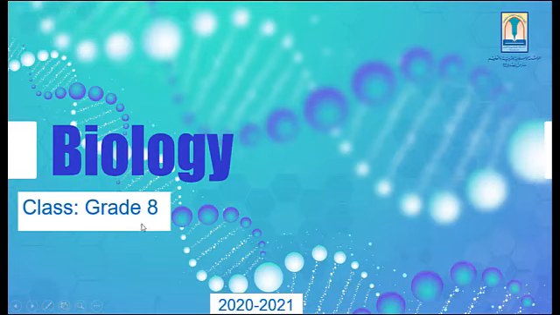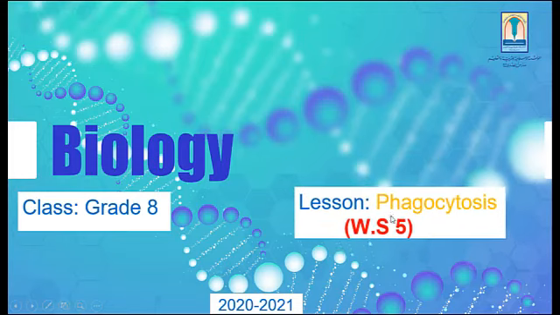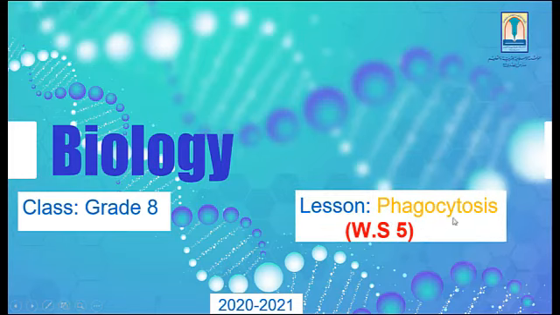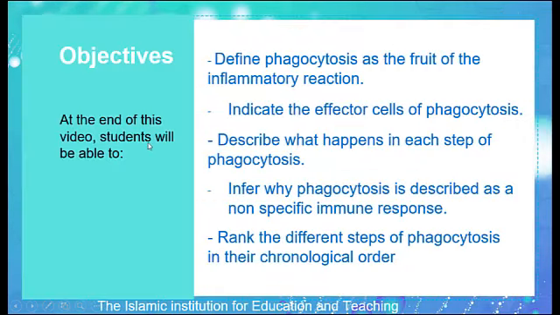Today we're going to talk about a process that occurs during the inflammatory action, which is the second line of defense, called phagocytosis. The objectives of our lesson are: so let's make a quick revision.